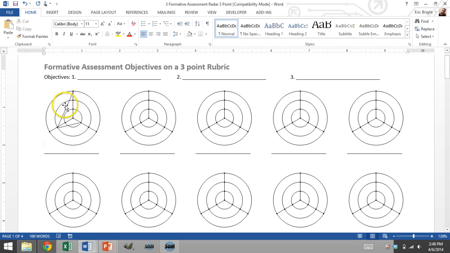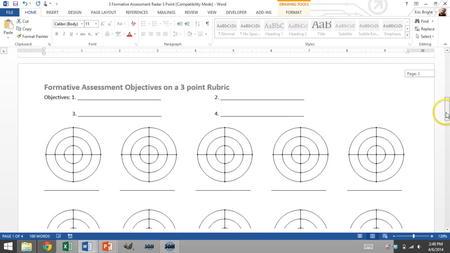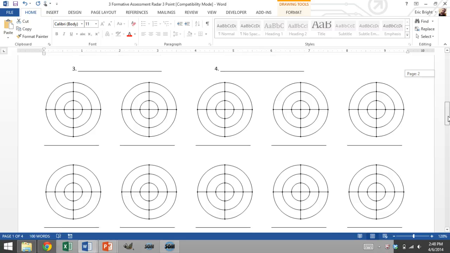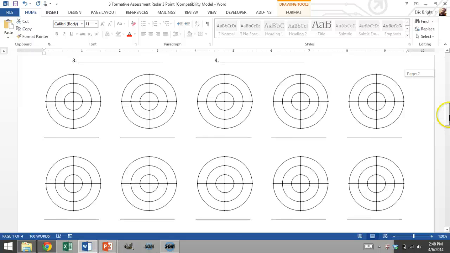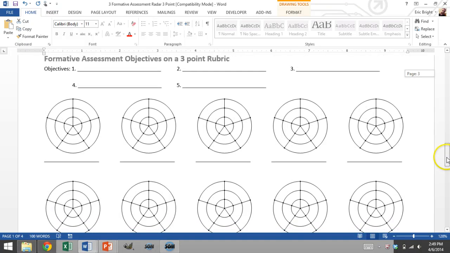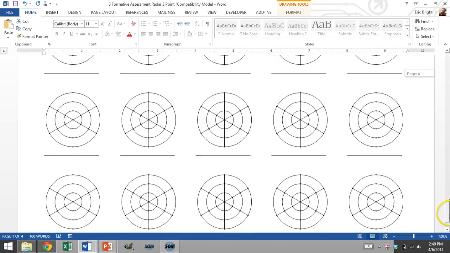Now this particular radar tool is available on my website. There's one for 4 objectives if you wanted to use 4 at a time, maybe if you had 4 questions, or for particular tasks, like if you'll remember the function one, we had 4 different objectives that we were looking for: finding the rate of change, finding the initial value, interpreting in context, and writing an equation for a situation. So those are the 4 objectives for the function one. And so here's one for 4. Then we've also got 5 objectives and 6 objectives if you want.